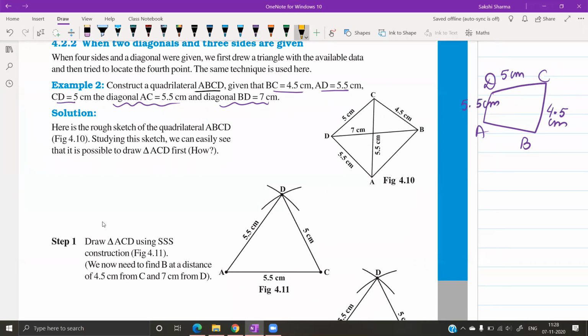Along with that, I have been given the diagonals. Diagonal AC, the length is 5.5 centimeters. And I have the diagonal BD, and for this diagonal, the length is 7 centimeters. Just like my previous question, I'm going to readjust this sketch so that I can construct the quadrilateral properly.